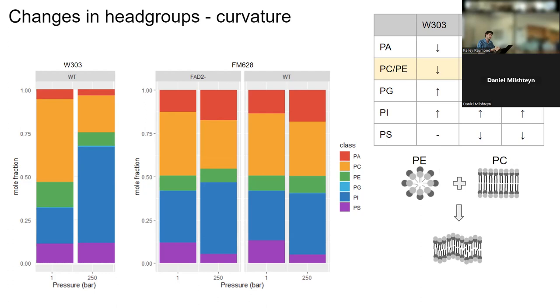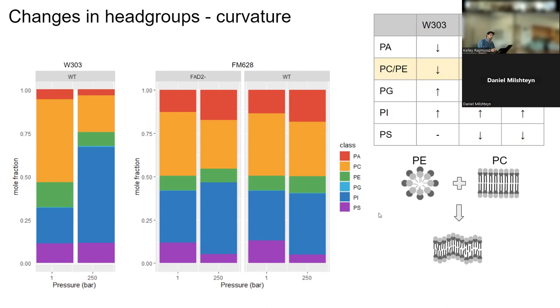What I have here is the lipidomics and class distribution of these different lipids, both at room pressure and high pressure. For the first segment, I'll be talking just about the ratio of these PC to PE lipids. It's known that you need to maintain a careful balance of PC lipids to PE lipids, so cylindrical lipids to conical lipids, because you need to preserve the membrane's ability to take on different shapes and sizes.